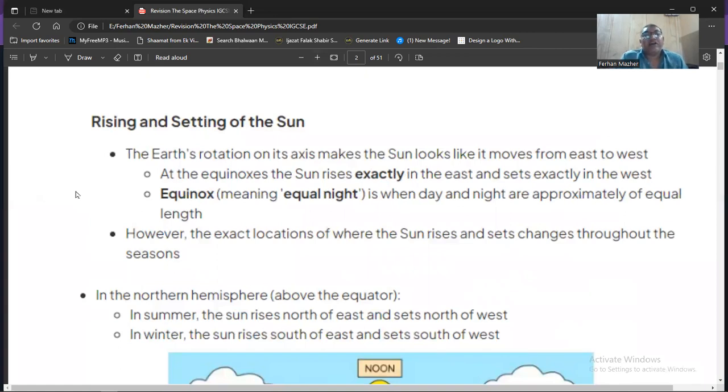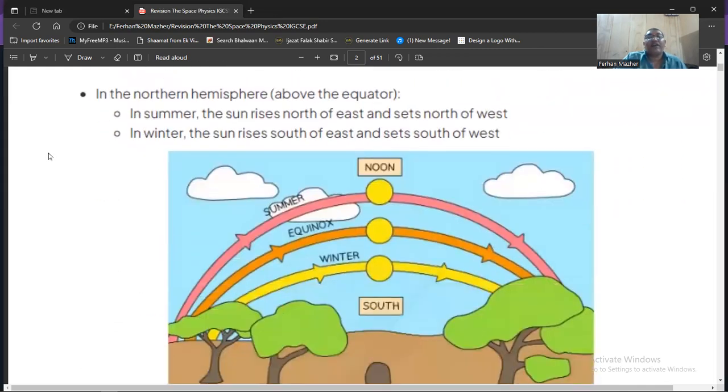Rising and setting of the sun. The Earth's rotation on its axis makes the sun look like it moves from east to west. At the equinoxes, the sun rises exactly in the east and sets exactly in the west. Equinox, meaning equal night, is when day and night are approximately of equal length. However, the exact location of where the sun rises and sets changes throughout the seasons. In the northern hemisphere, which is above the equator, in summer, the sun rises north of east and sets north of west. In winter, the sun rises south of east and sets south of west.